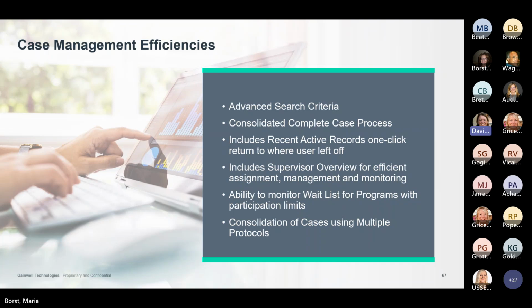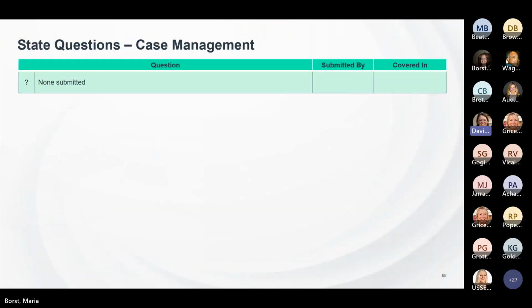Again, we have the waitlist programs and thresholds that will alert when you're approaching a threshold or a limit. A nice feature to have. And then multiple protocol consolidation. All right, I think we can move ahead.